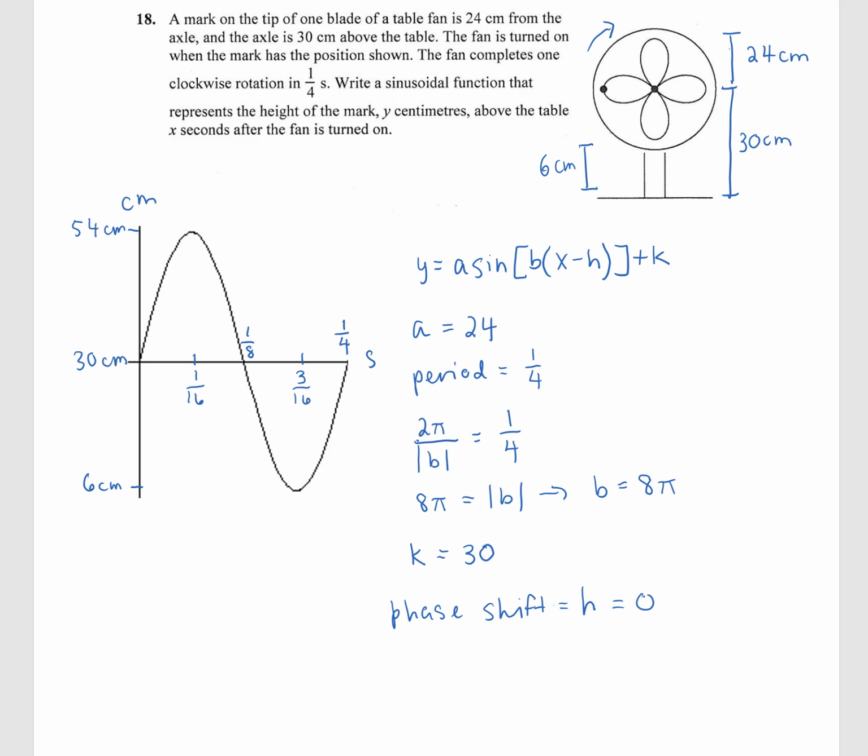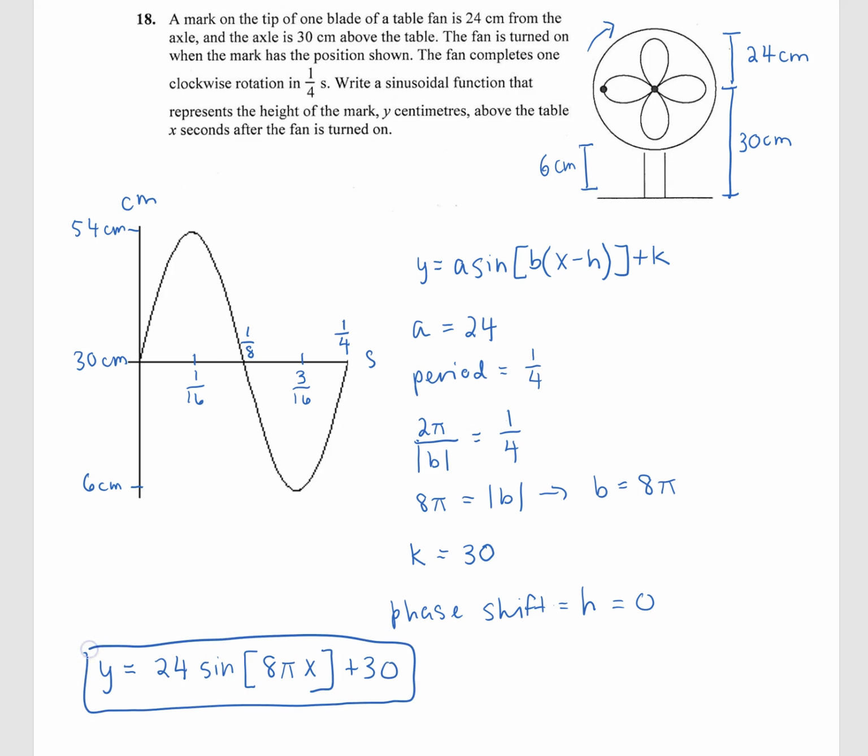equals 0. Okay, so plugging in the variables we've found into the general form of the equation, what we get is y equals 24 times sine 8 pi x, because h is 0, plus 30. And so this is our sinusoidal function that represents this scenario here with our table fan. And this is the answer to question 18.